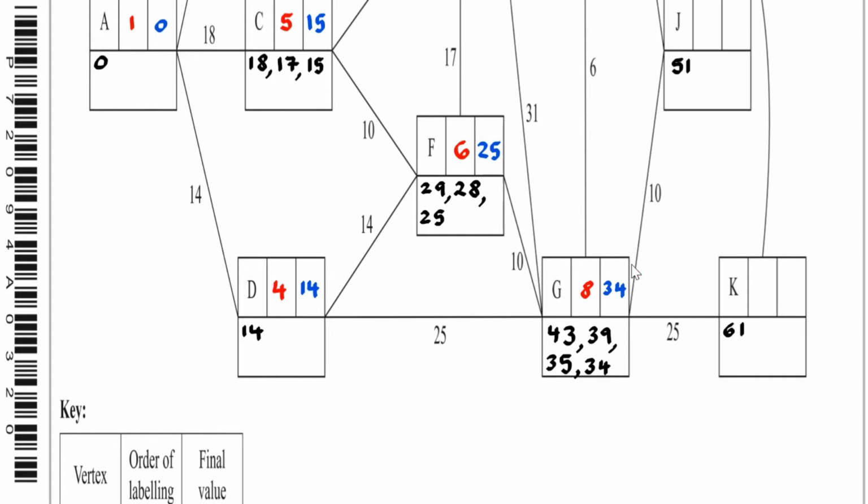Let's see what comes off G. Well, 34 plus 25, that is 59.